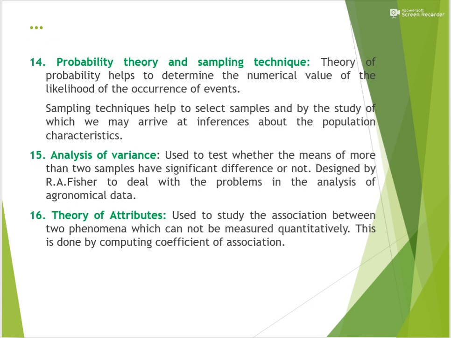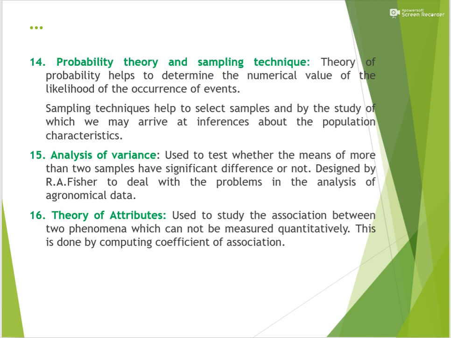Yet another one is probability theory and sampling technique. Probability technique is used to determine the numerical value of the likelihood of the occurrence of events. But sampling techniques help to select an appropriate sample so as to arrive at inferences about the population characteristics.